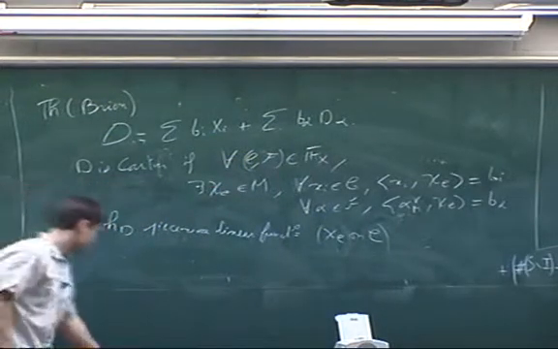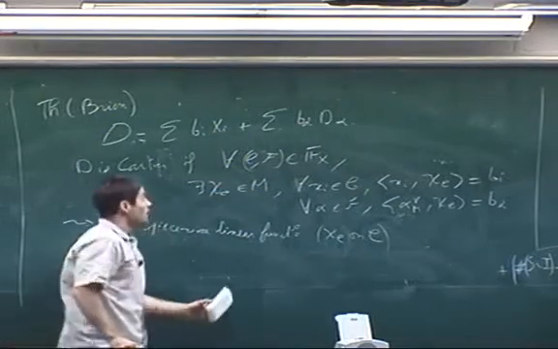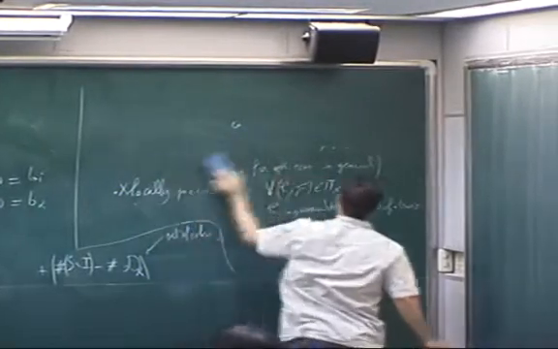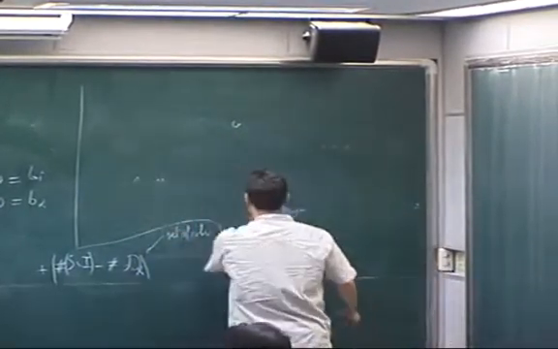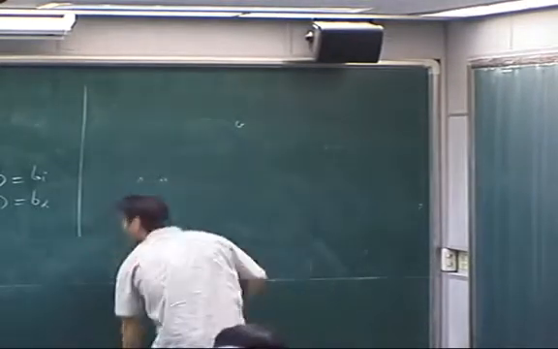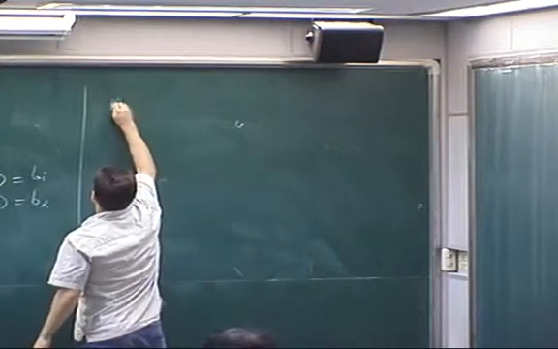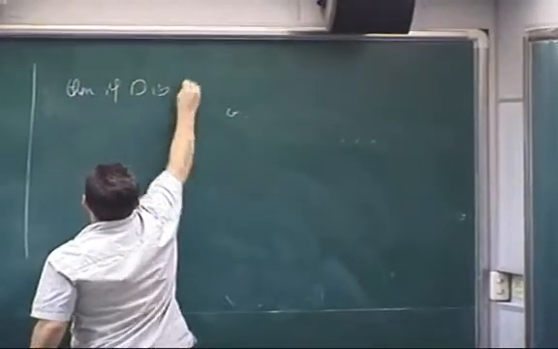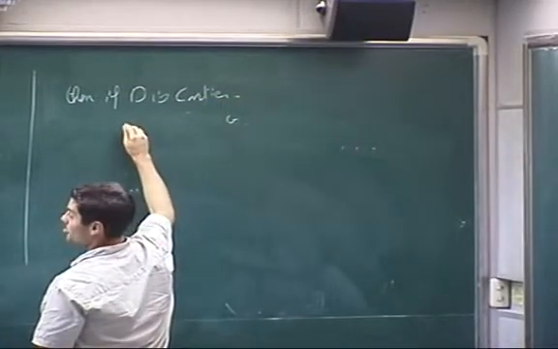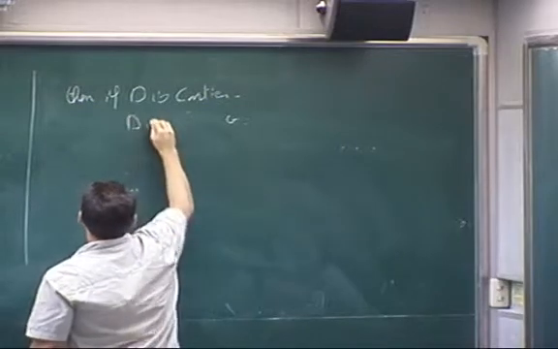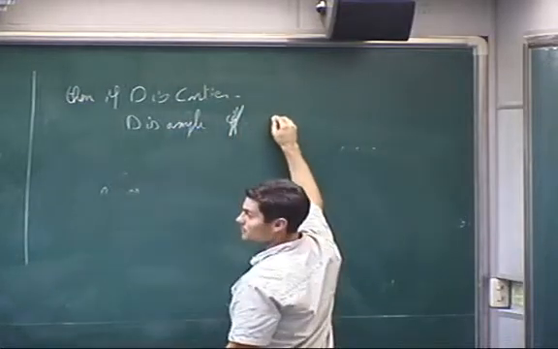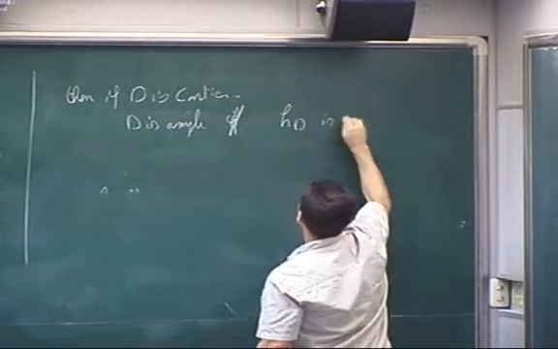And so then we can say when a divisor is ample or not. So then if D is Cartier, we have: D is ample if and only if h_D is strictly convex.